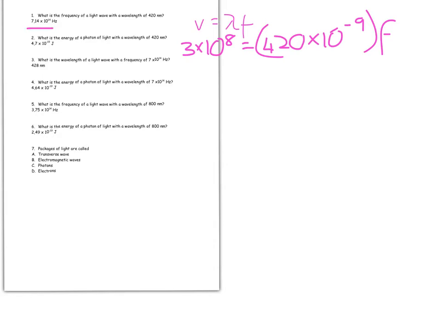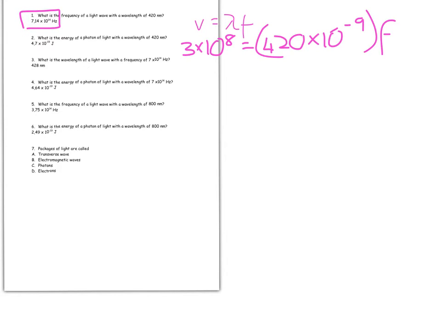What is the frequency of a light wave with a certain wavelength? Now remember, all light waves have got the same speed, and we know that v is equal to lambda f. And if v is going to be equal to lambda f, then we're able to say 3 times 10 to the power of 8 is equal to, I've been given a wavelength, and it's 420 nanometers, so that means it's times by 10 to the negative 9. And then I simply divide through, and I land up with 7,14 times 10 to the 14.